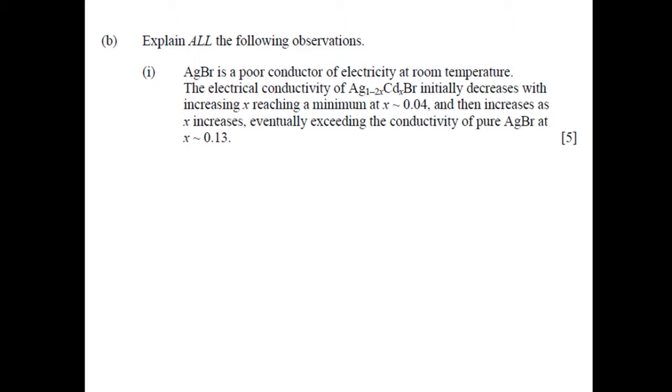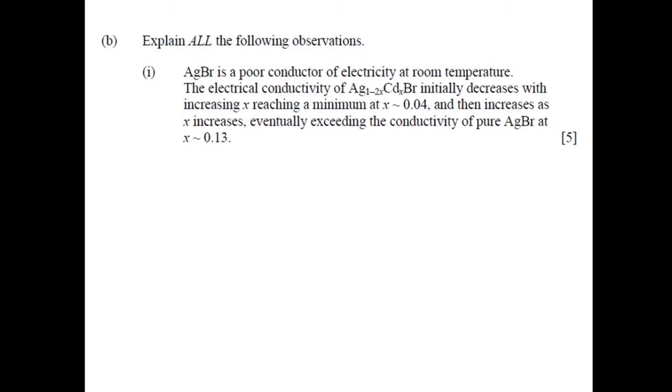Silver bromide is a poor conductor of electricity at room temperature. The electrical conductivity of Ag(1-2x)Cd(x)Br initially decreases with increasing x, reaching a minimum at x is about 0.04, and then increases as x increases, eventually exceeding the conductivity of pure silver bromide at x is about 0.13.